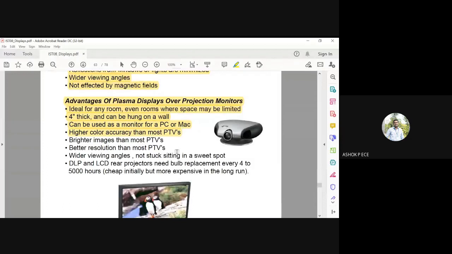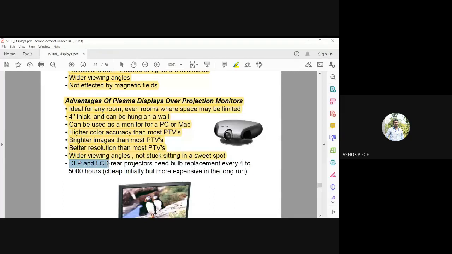Because we are going to use phosphors, which are used in natural TVs, and I'm going to convert gas into plasma and then project the image, the color accuracy you get is very, very high. Brighter images than most projection TVs, better resolution than PTVs, and a wider viewing angle. We told you it is 180 degrees horizontal, 90 degrees vertical, so you are not stuck sitting in a sweet spot. You don't find any point in the display where it is stuck to the same value. Also, you can refresh the screen very quickly.